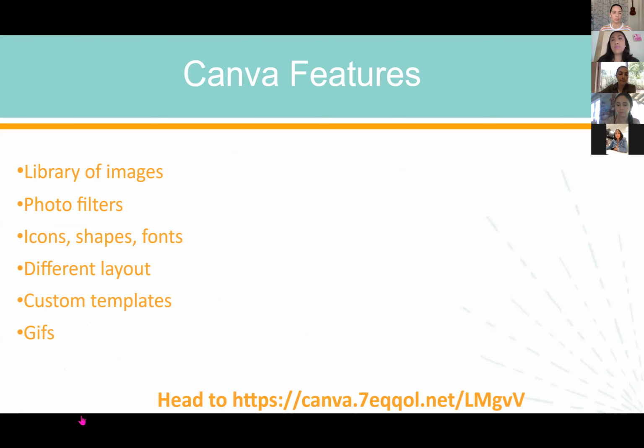A couple of features on Canva. Canva does have a library of images that you can use. There's photo filters, icons, shapes, different layouts that you can use. You can even use a customized template that they do provide for everybody. And recently they did add GIFs. You can create your own GIFs on Canva.